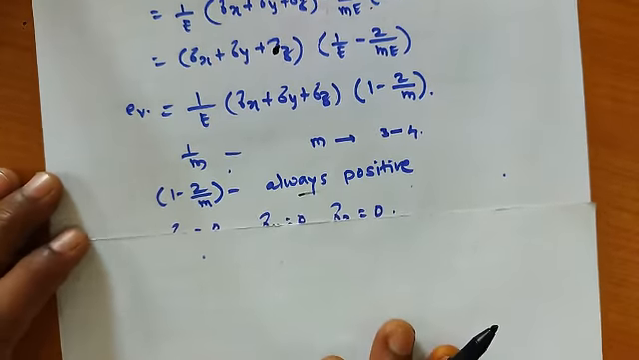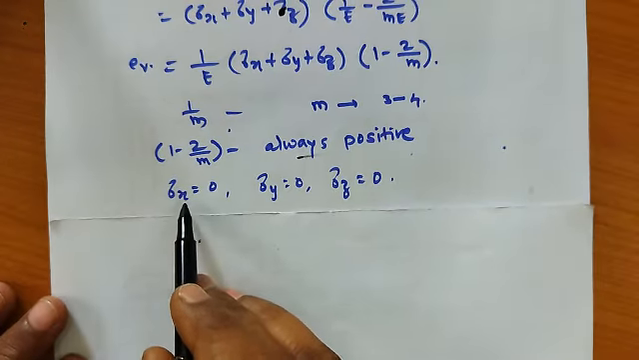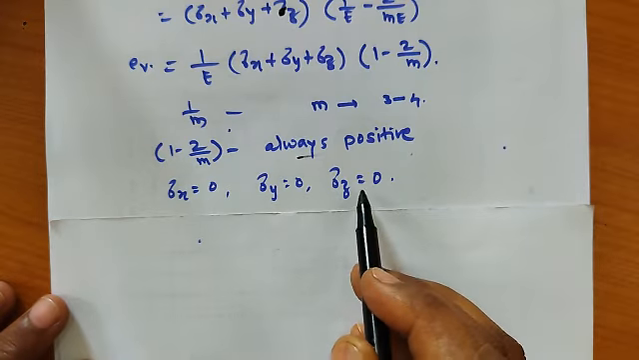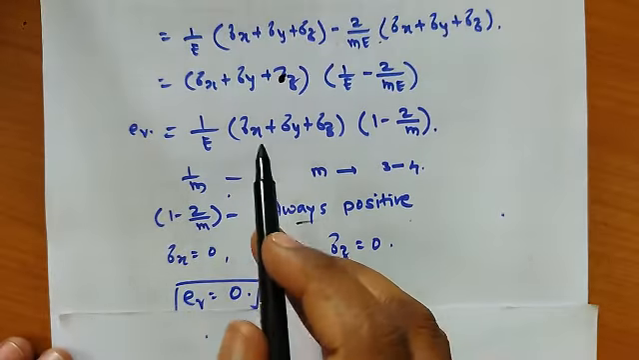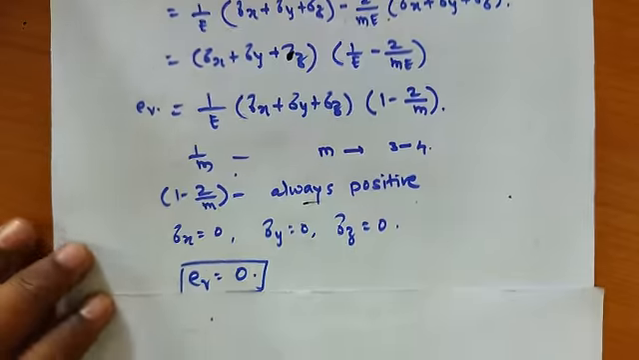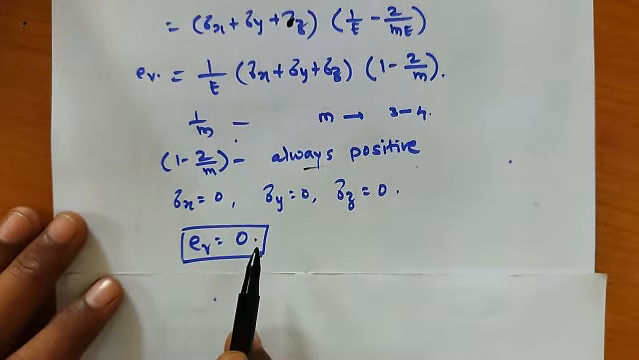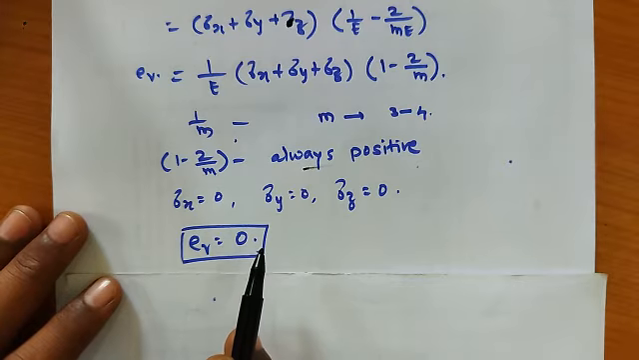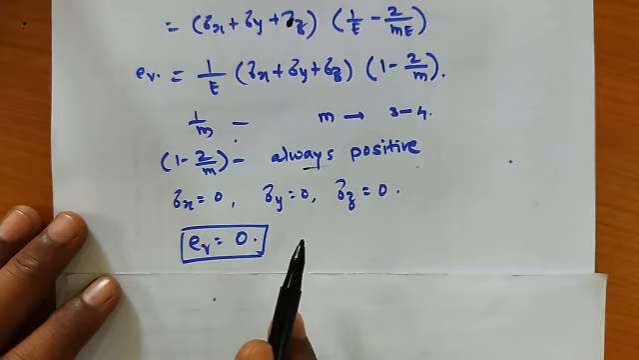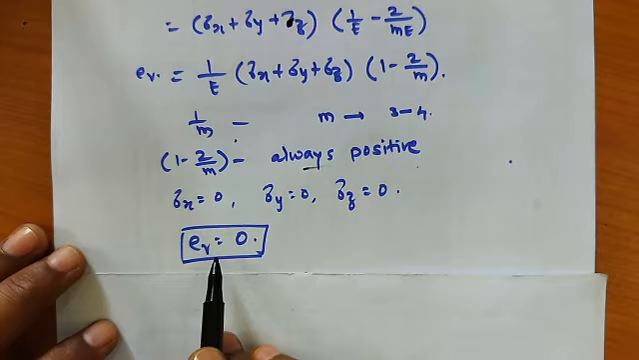So when the X directional stress is 0, Y directional stress is 0, and Z directional stress is 0, from this formula the sum becomes 0 and this total becomes 0. That means volumetric strain is 0. That means at a steady condition, if no load is applied on the block, there are no stresses in the block. In that condition, there is no change in volume.